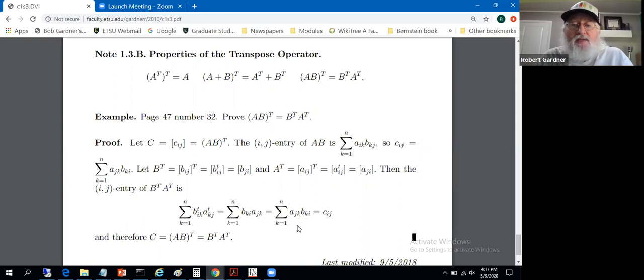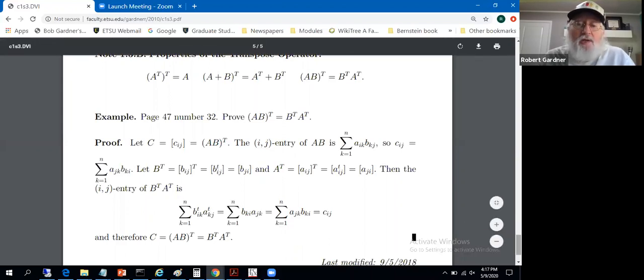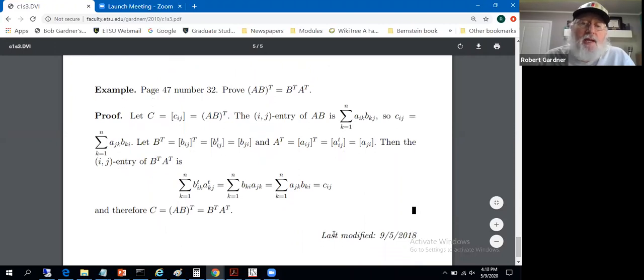And hey, that's the same thing we had before. That's the exact same thing we had up here: a sub jk, b sub ki. And we saw that that equals c sub ij, the ij entry of (AB) transpose. So the ij entry of this is the same as the ij entry of that. They've got the same entries, so they're the same matrices. So there's how transposes interact with matrix products. It's weird. The order got swapped around, but there's why.